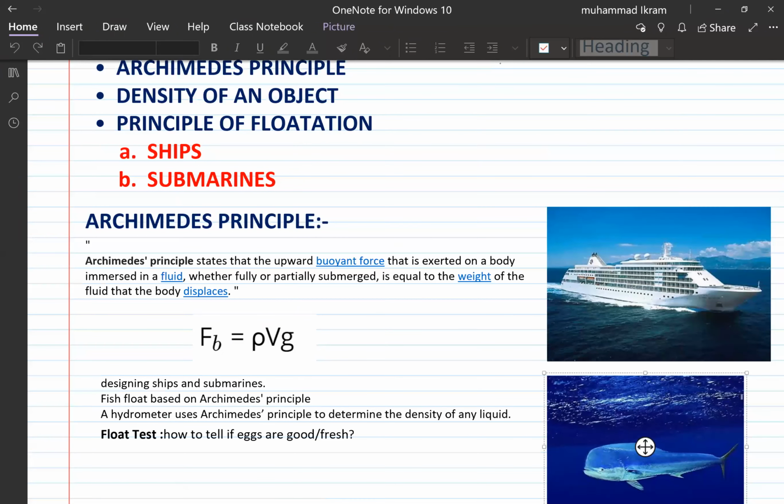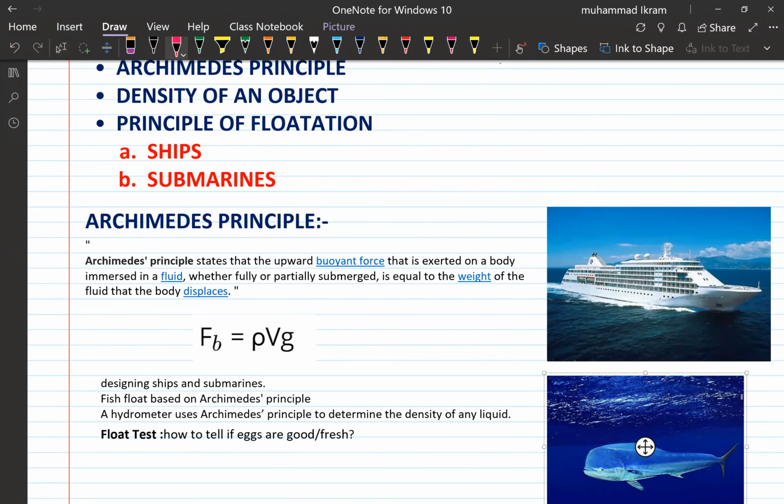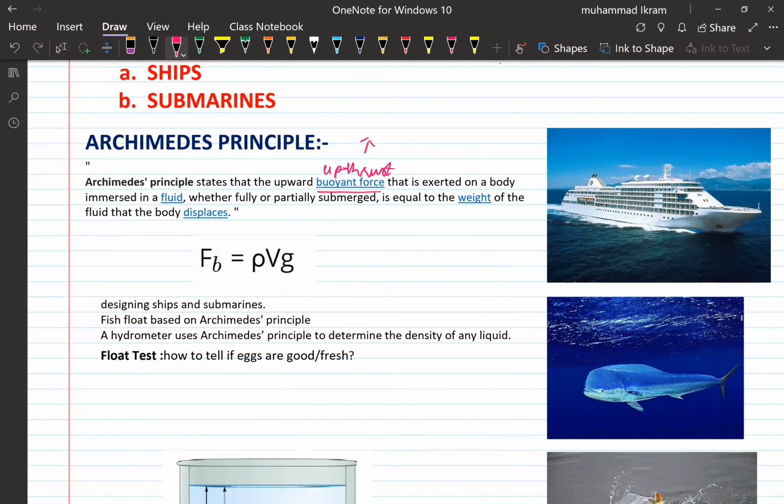Now, what is the buoyant force? Sometimes we call it the upthrust. Now, what is this upthrust? This upthrust is the force which the fluid, liquid or gas, exerts on objects in the upward direction. So that is called the buoyant force or the upward force.